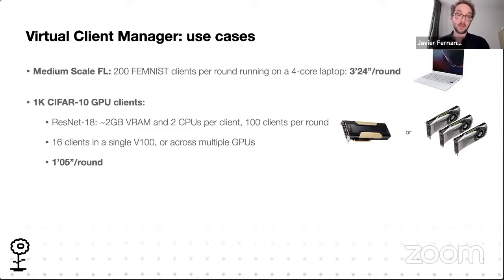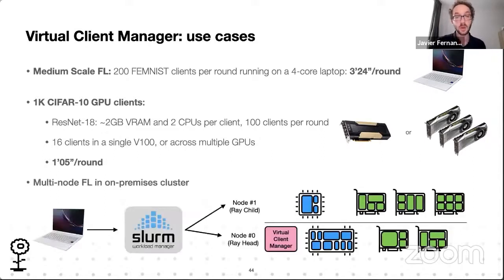And in the case of having a V100, you can run these 100 GPU clients per round in just over a minute. What if we are even more ambitious and we have our on-premises cluster and we want to allow the virtual client manager to see and submit clients across multiple nodes? This can be achieved fairly easily with the scheduling mechanism we have been using, which is Ray.